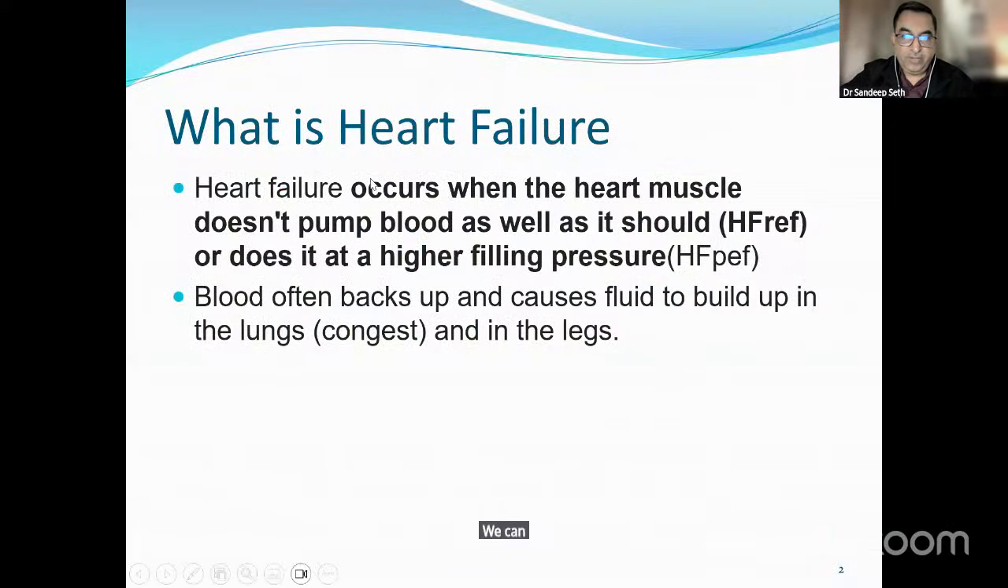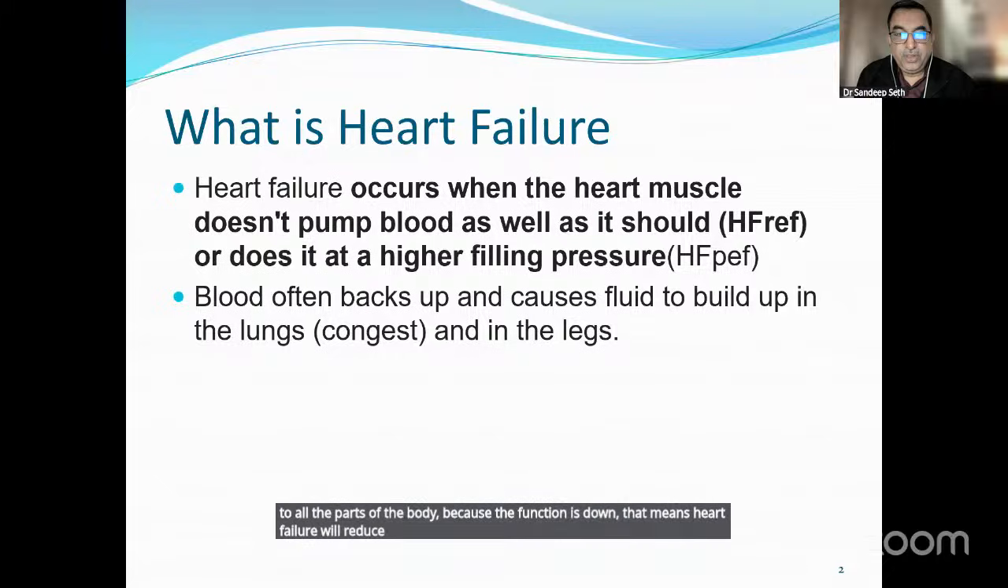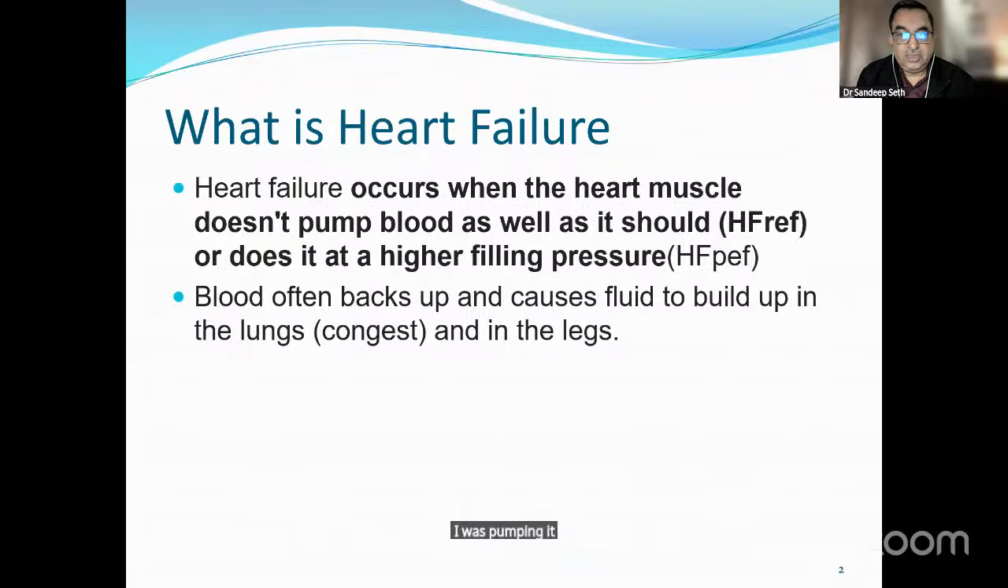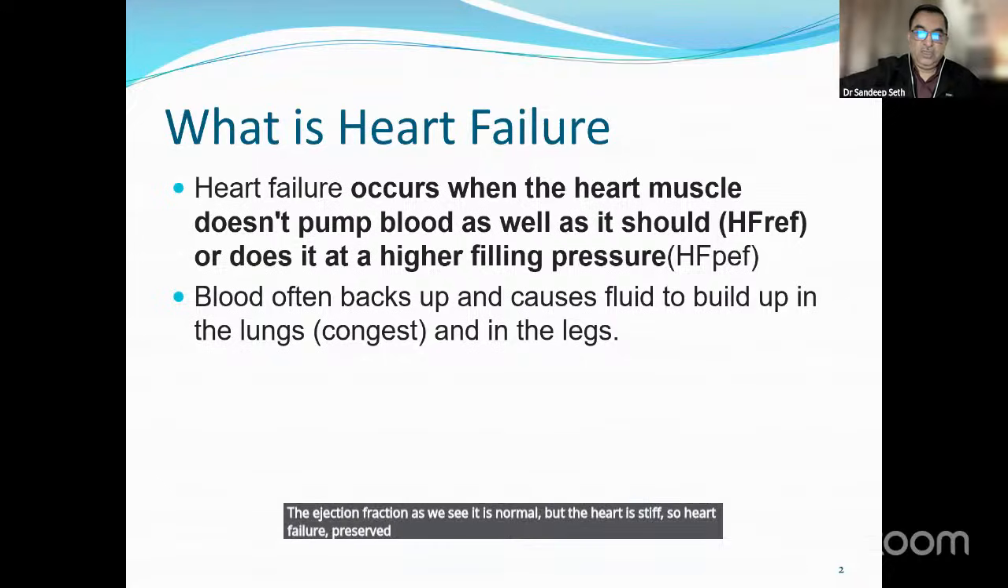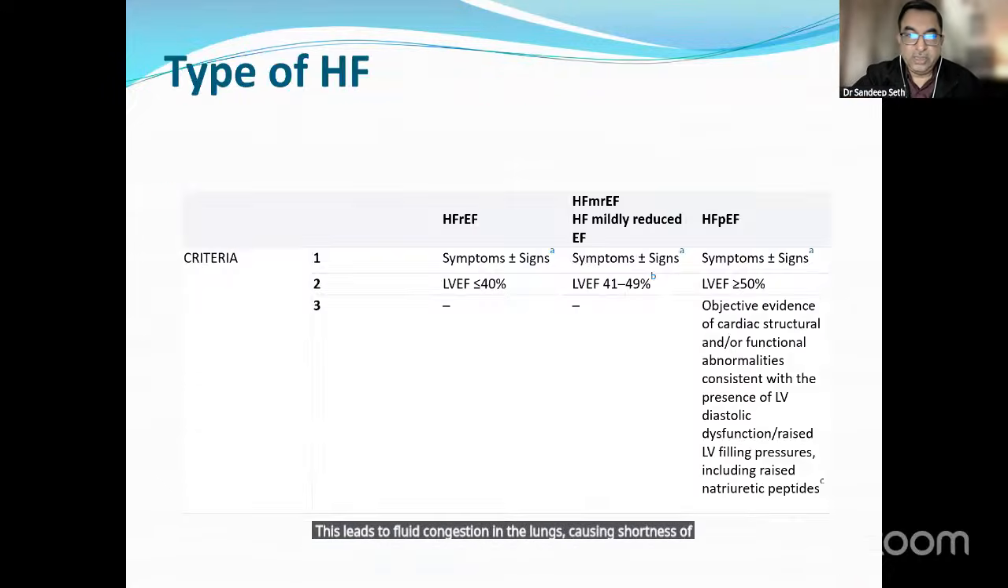We know that heart failure, we had this in the last sessions. Heart failure is basically a pump failure. The heart is not pumping blood to all the parts of the body because the function is down. That means heart failure will reduce ejection fraction, or it's pumping at higher filling pressures. That means the heart is stiff. The ejection fraction, as we see it, is normal, but the heart is stiff, so heart failure with preserved ejection fraction. This leads to fluid congestion in the lungs, causing shortness of breath, and in the legs, causing edema.